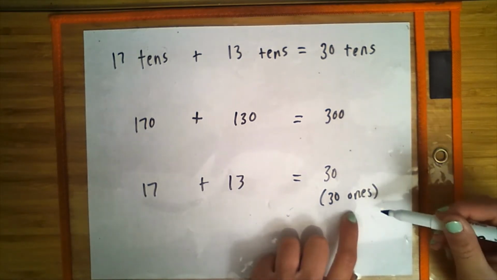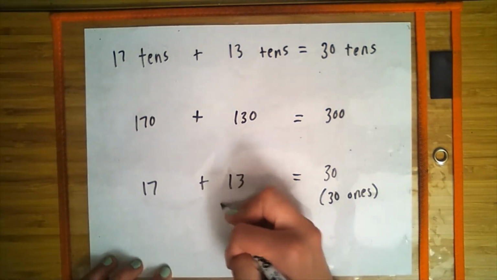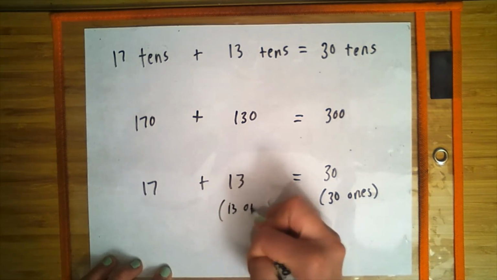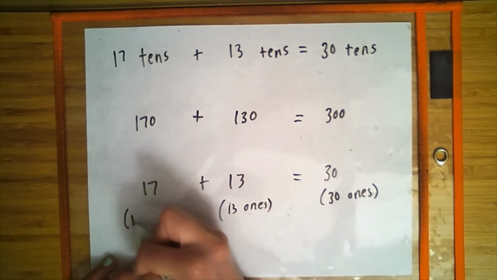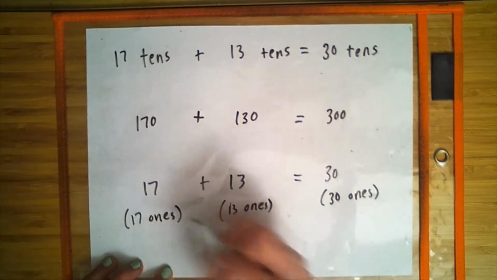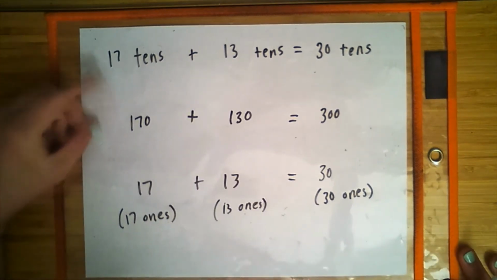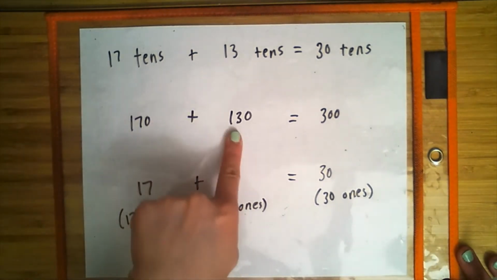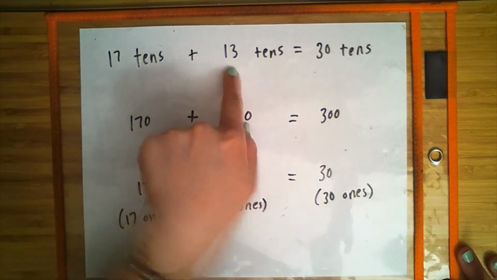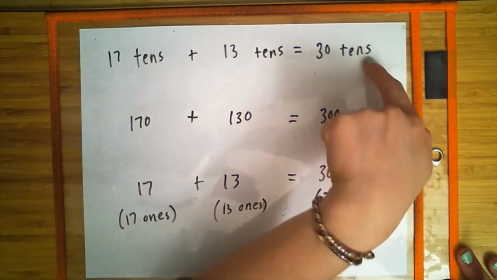It's just like 17 plus 13, except that the place value is different. 30 tens is the same thing as 30 ones, and we had 13 ones here, as well as 17 ones here. 170 is the same thing as 17 tens, 130 is the same thing as 13 tens, and 300 is the same thing as 30 tens.